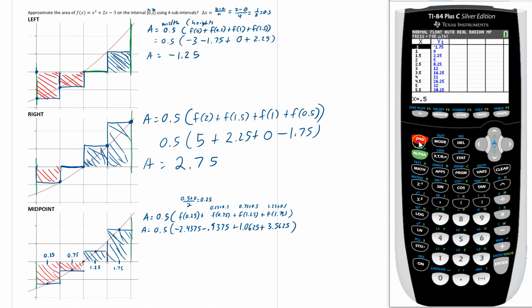And you can even do this if you wanted to. You could do table set, make it 0. That's our first one here. Hit second table. And now you can see that our left would be negative 3, negative 1.75, 0, and 2.25. And then our right, we would just start at the right. So 5, 2.25, 0, negative 1.75.